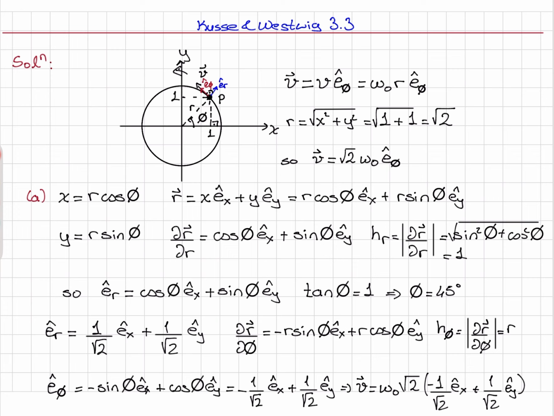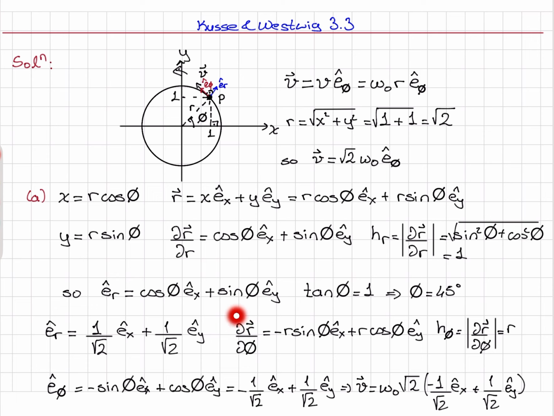In Cartesian coordinates, I have to know how to write the unit vector e phi hat in the Cartesian system. For that, I have to take a derivative of the position vector, which is r cosine phi ex hat plus r sine phi ey hat, with respect to phi. That's what we did here: minus r sine phi ex hat plus r cosine phi ey hat. The scale factor, which is the magnitude of this vector, is r.